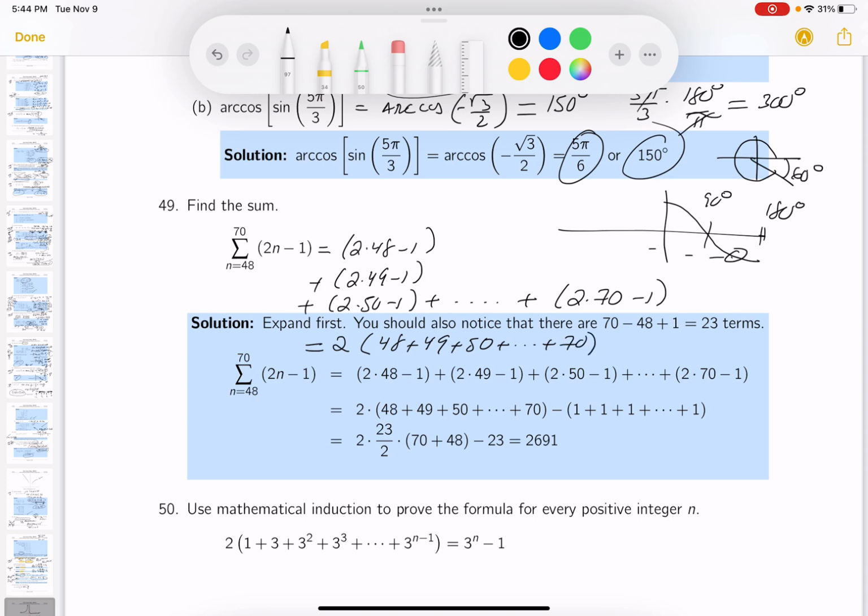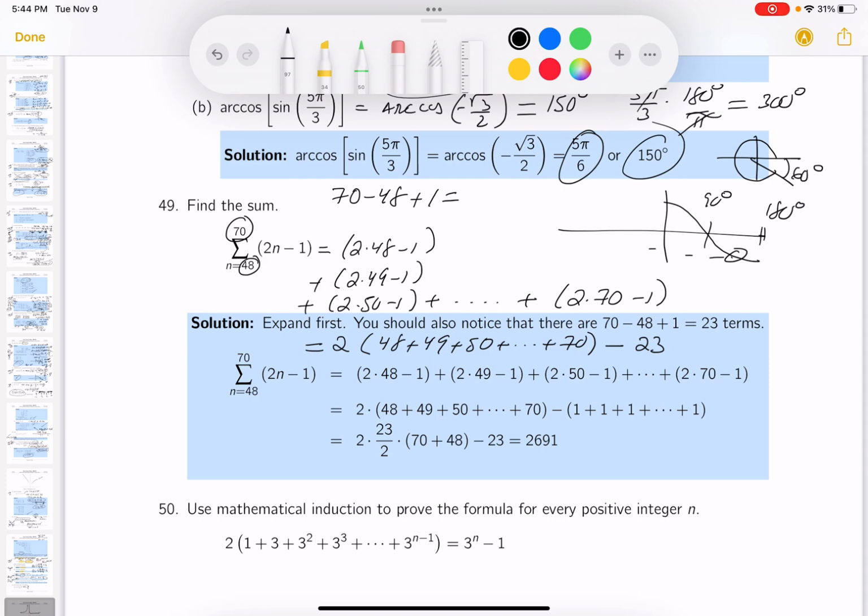And then you get a bunch of 1s there. And the question is, how many 1s would you get? And I know it's tough to count, but if you're starting at 48 and getting to 70, it's going to be 70 minus 48 plus 1. That's the number of terms you'd have. And what would that give you? That would give you 23, right? So I'm going to say there's 23 of those 1s.